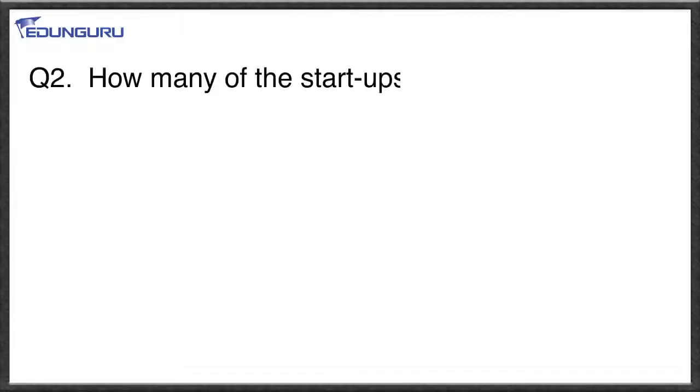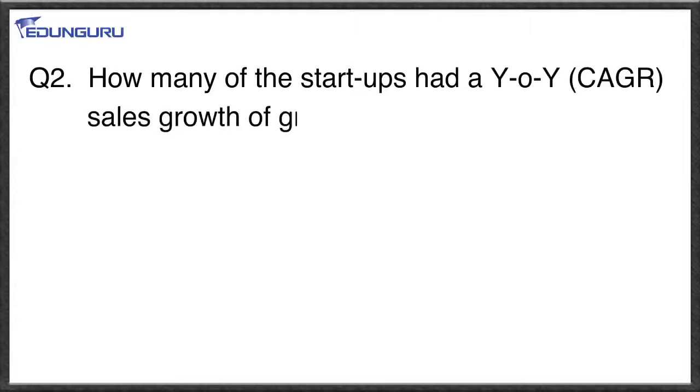Okay? Fine. Moving on to question 2. How many of the startups had a YOY CAGR sales growth of greater than 2.6%? Here we are not talking of the 5-year period of 2.6%. Yes, the entire period needs to be considered, but we are talking about the YOY growth. What does YOY growth mean? That means the year-on-year growth. So a 2.6% year-on-year growth would mean across a 5-year period, it is a growth of 1.026 to the power of 5. So how much is 1.026 to the power of 5?